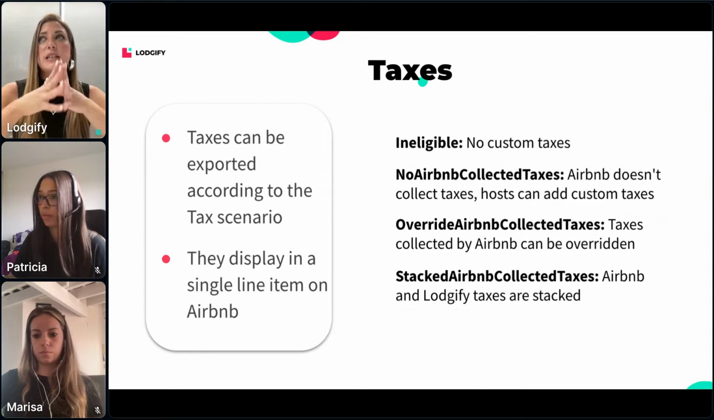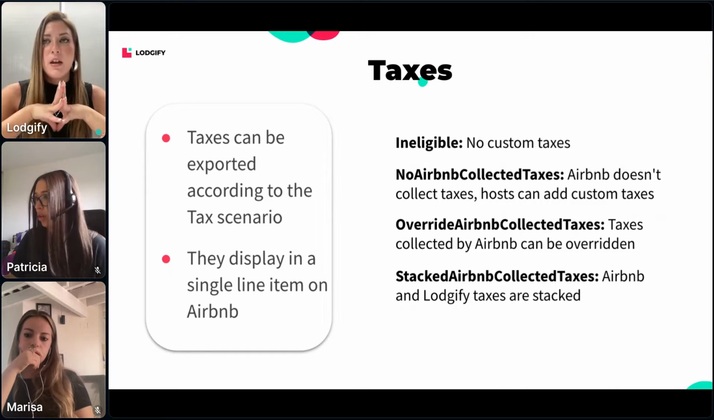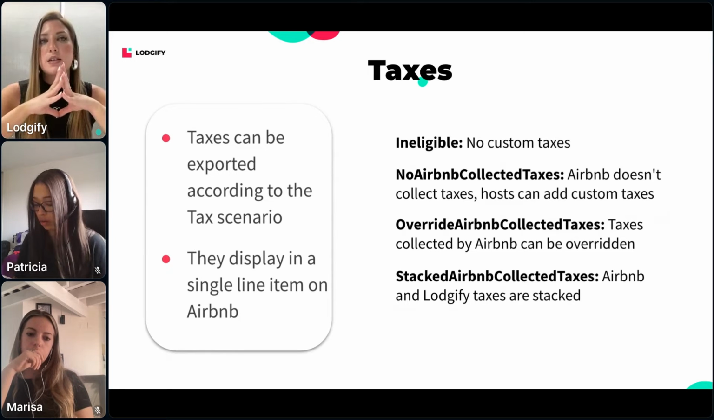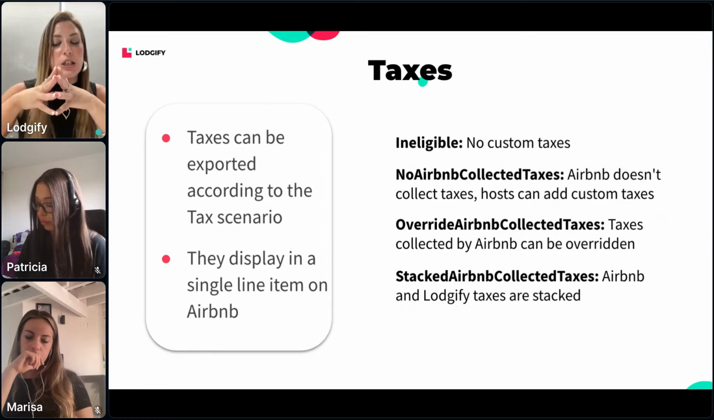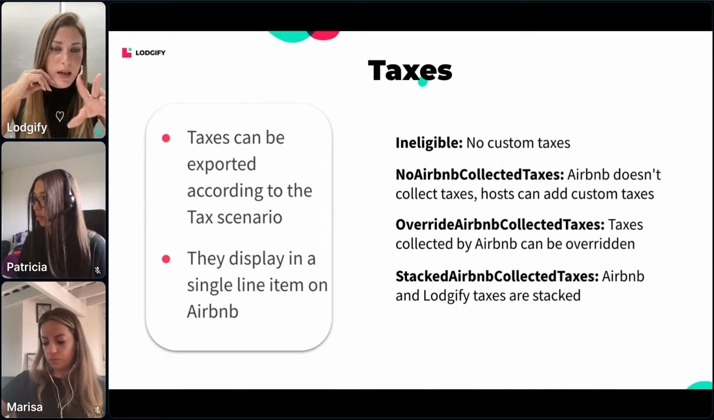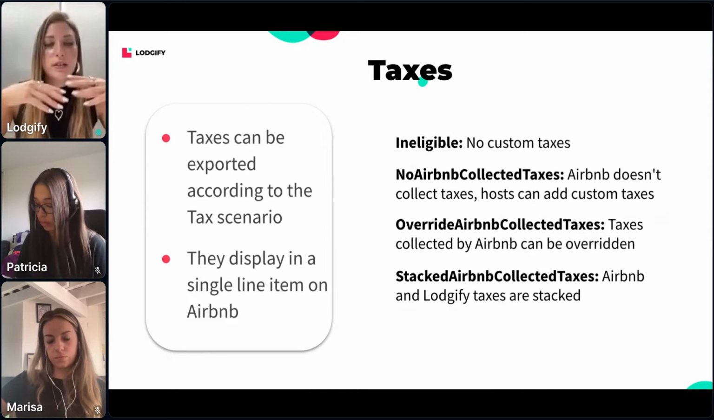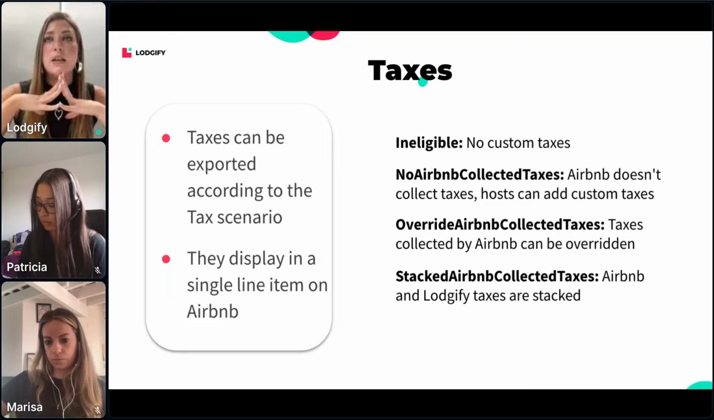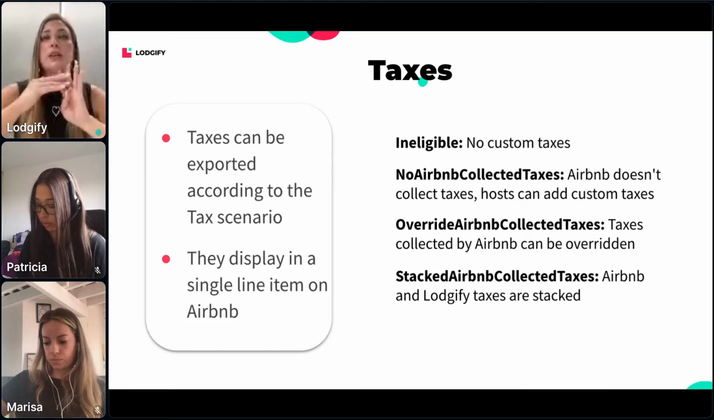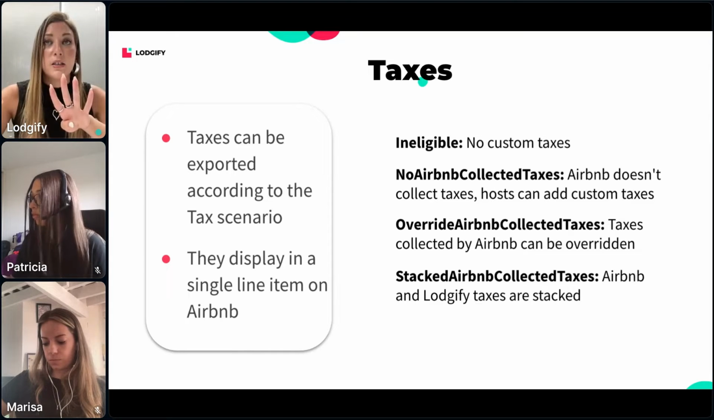As for taxes, as we said, we do have the option to export taxes from Lodgify to Airbnb. However, this possibility is restricted based on your tax scenario. What is the tax scenario? The tax scenario is something that Airbnb assigns to each listing based on their policies. Normally, it depends on the location of the listings, even though I'm not sure exactly what factors and criteria Airbnb considers when assigning the tax scenario. There are currently 4 different tax scenarios that your listings can be assigned with.